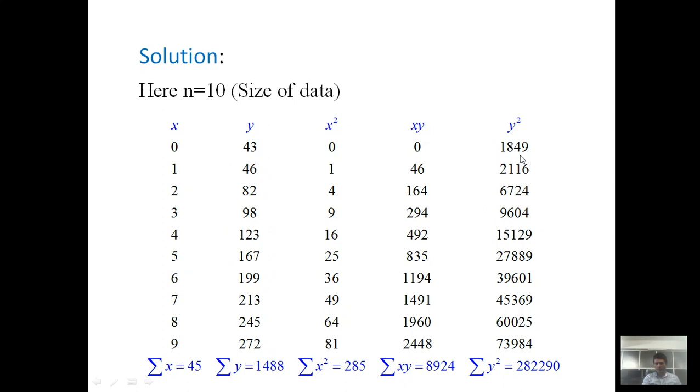substitute in the respective cells. In the last row, which is highlighted in blue color, we have to find the sum of each and every column. That is 0 plus 1 plus 2 plus 3 and so on up to 9 is 45. 43 plus 46 plus 82 and so on up to 272 is 1488.